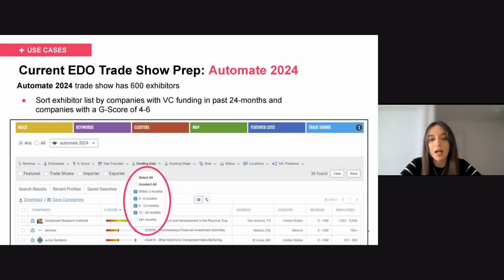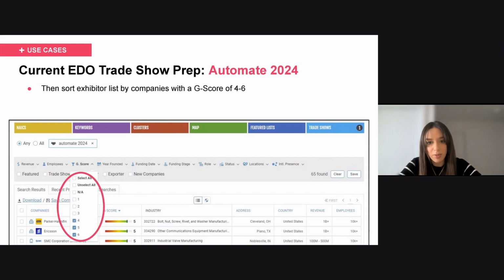It's really helpful to know ahead of time before meeting with companies who has received funding and what the finances are like. Now, the second list I helped them curate is using our G score. So I selected companies with a G score of 4 to 6, and that indicates 65% potential of growth or higher. So by adding this, it narrows it down even further. So now I have curated two lists for them, one of companies with a high G score and another one for companies that have received VC funding. So that's a total of 101 out of the 600 exhibitors.